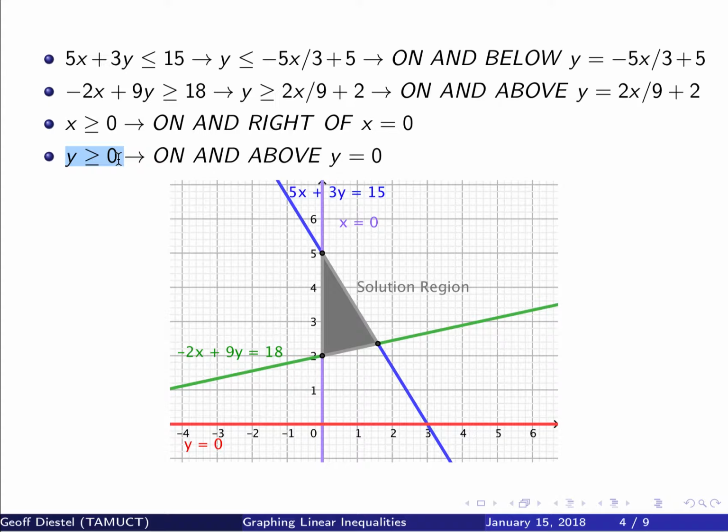So in this case, and we'll talk later in these slides, you can read through, I talk about redundant inequalities. In this case, the inequality y greater than or equal to 0 is redundant. If we removed it from the system, we would still have the same solution region, or set of points that solve all of these.